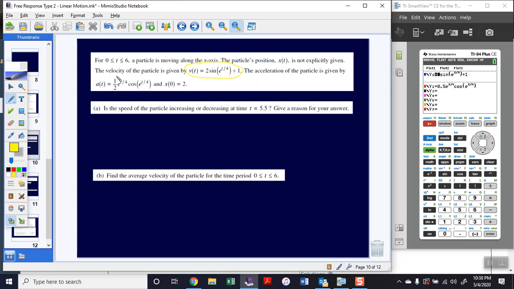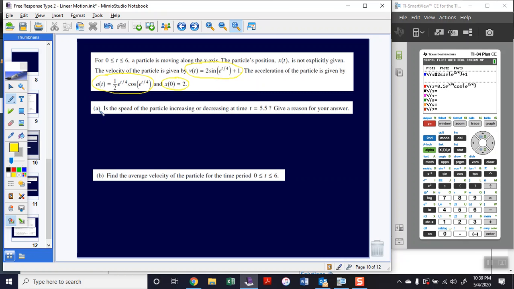They didn't have to do this, but they could have asked you to find the acceleration function using a derivative. If you want to check the chain rule here, this is a good use of it. They've got the acceleration function right there for you, 1/2 e to the t over 4 times the cosine of e to the t over 4. I'll type that in as y2 on our graphing calculator. The other thing they did give you is the starting position, x of 0 is 2.